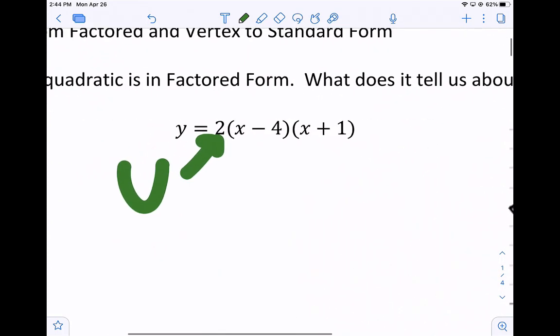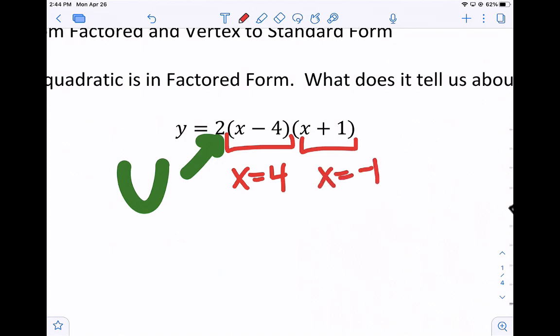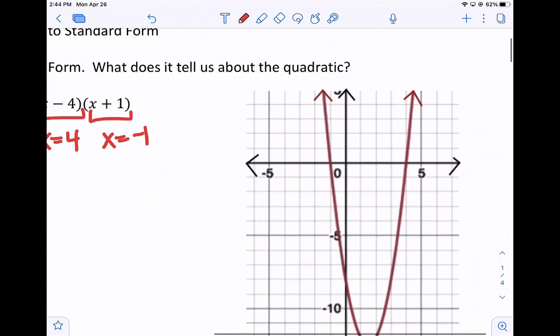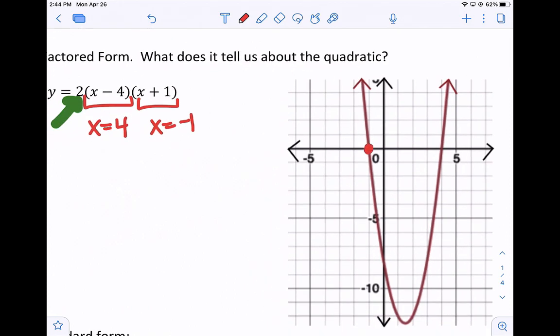And then we can take a look at the factors, and we can think, all right, what makes x minus 4 equal 0? And that's 4. What makes x plus 1 equal 0? And that's negative 1. And so if you look at our graph, those are the x-intercepts, or the zeros or the roots of the graph. So we can see negative 1 is where it crosses the x-axis, and also 4.